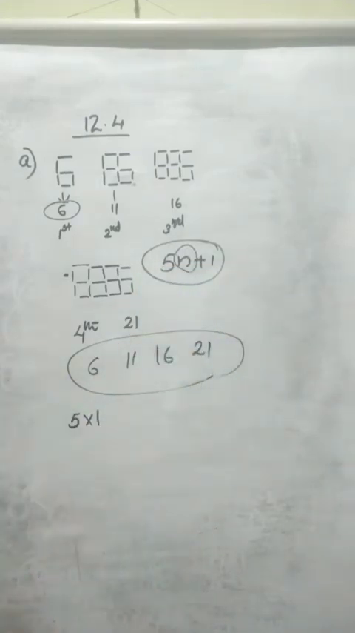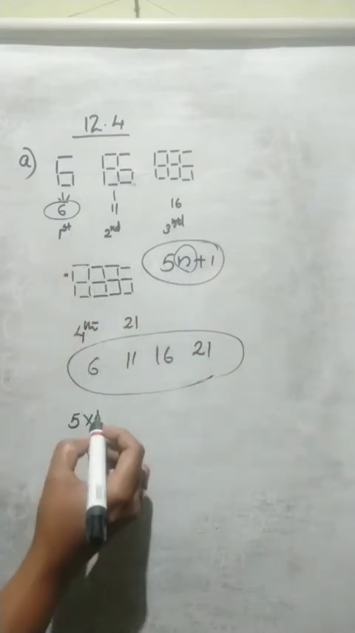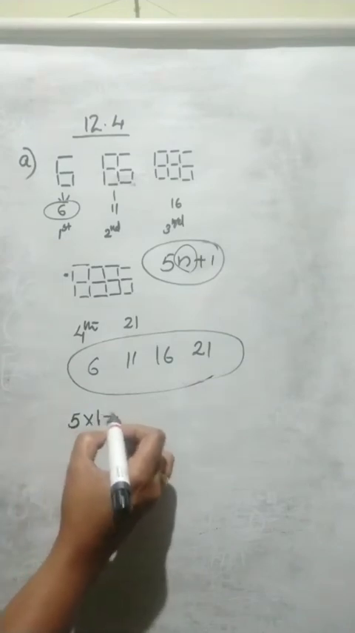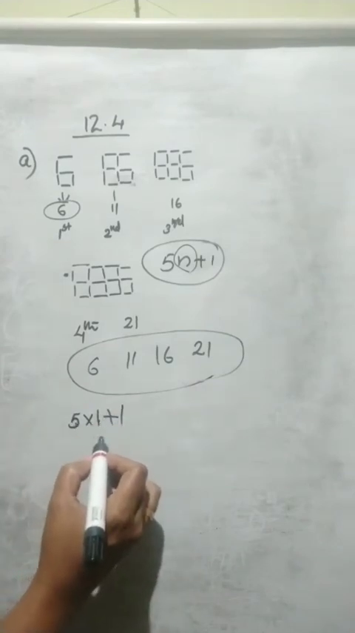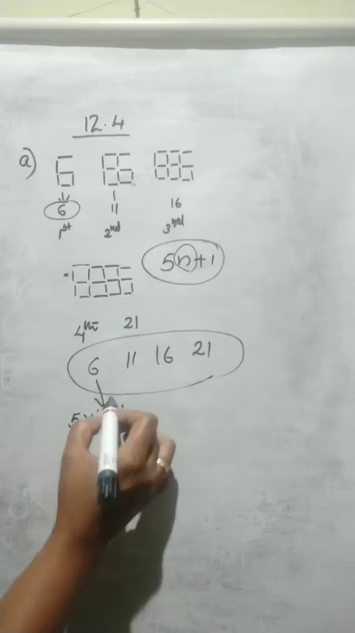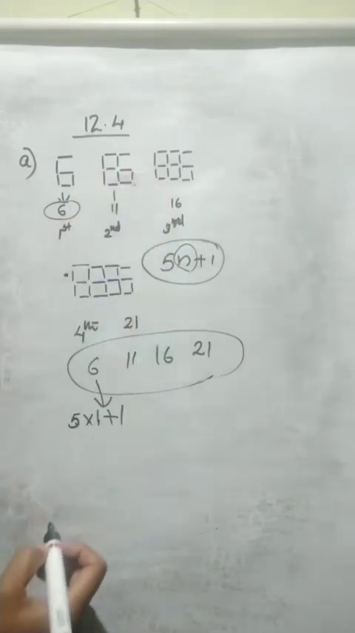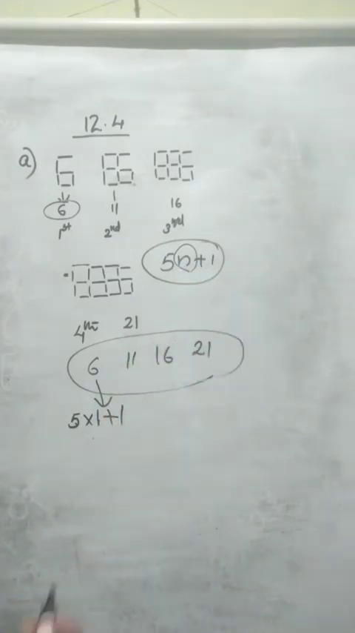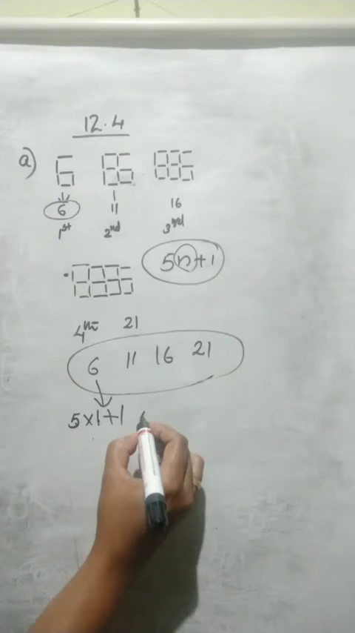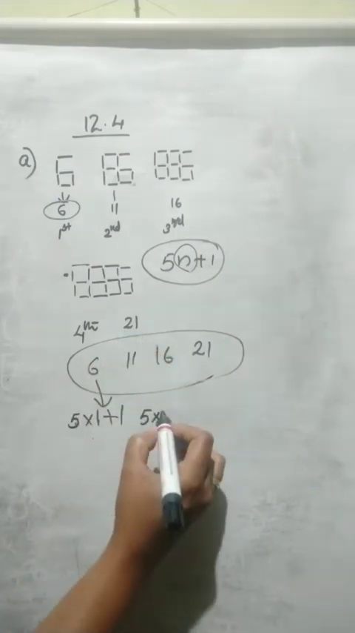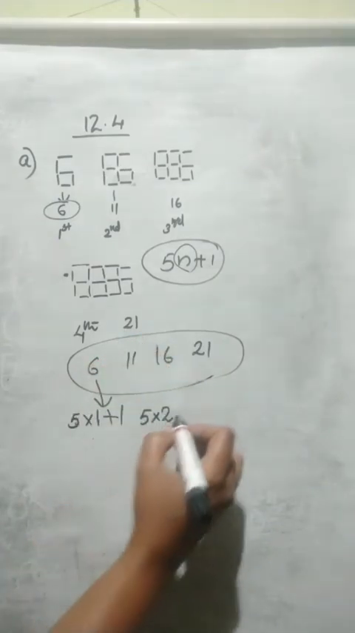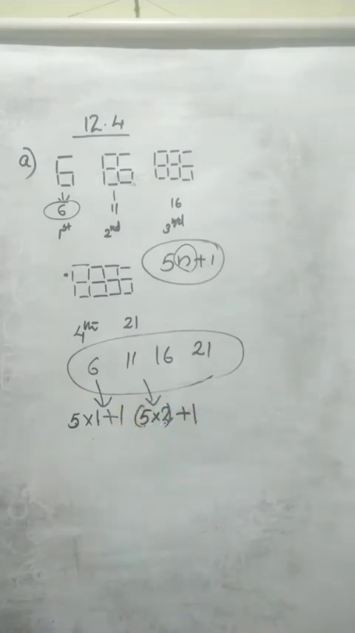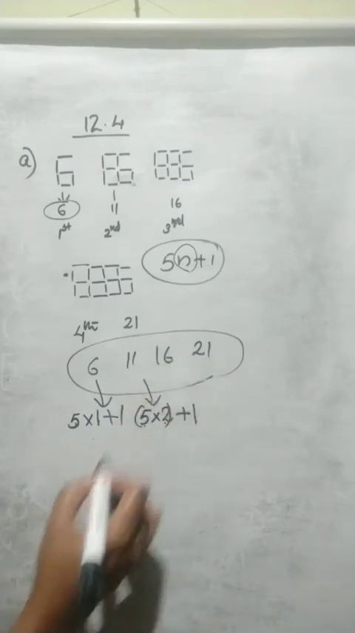Which term? First, then n will be 1. Instead of n, we have to use 1. That is 5 into 1, 5. 5 plus 1, 6. So, 6 is the answer. Next, second term. That is 5n plus 1 is the algebraic equation. So, here 5 into second term. So, instead of n, 2. That is 10 plus 1, 11. Got it?